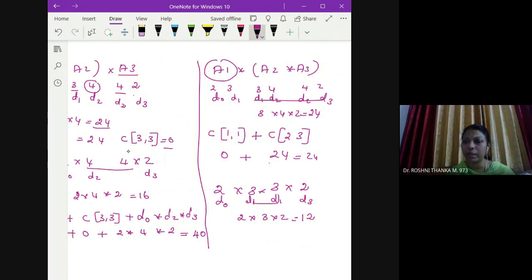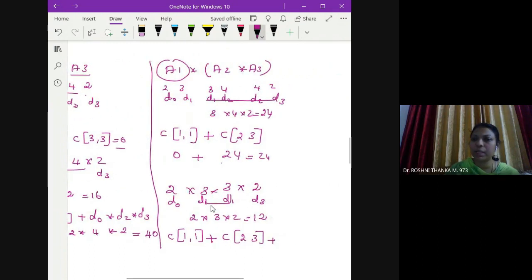So how did we calculate this? First, we took the cost of the first matrix A1, plus the cost of multiplying the second and third matrices. After I get the result of this, the resultant matrix is a 3 cross 2 matrix that needs to be multiplied with this. So what did we multiply there? D0 into D1 into D3. That is what the resultant multiplication is.